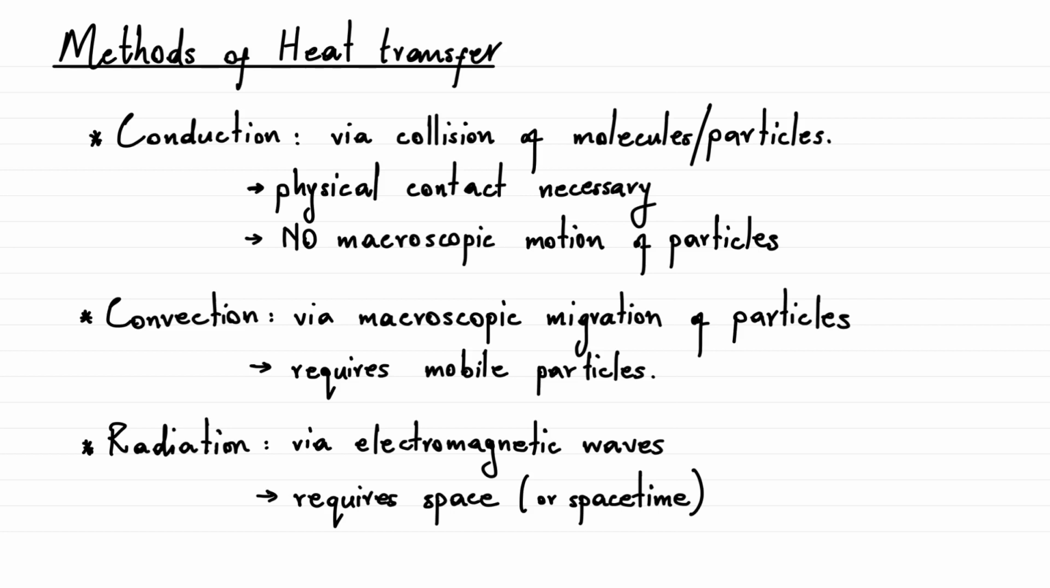So the main contrast between conduction and convection is that with convection there's macroscopic motion of particles, while with conduction there is no macroscopic motion of particles, only microscopic. And obviously convection needs particles that are available to move physically from one point to another.